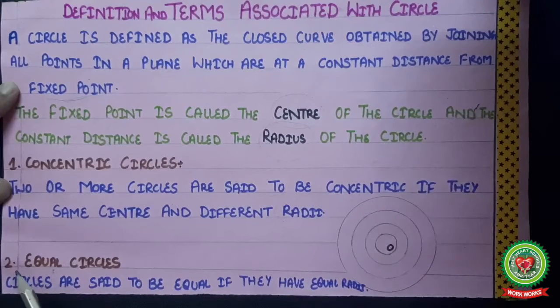The next term related to the topic is equal circles. What are equal circles? Circles are said to be equal if they have equal radii. If I have drawn 2 circles or more than 2 circles, and they have the same radii, then those circles will be known as equal circles.